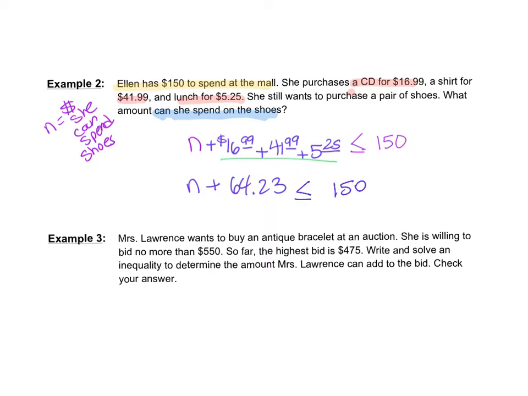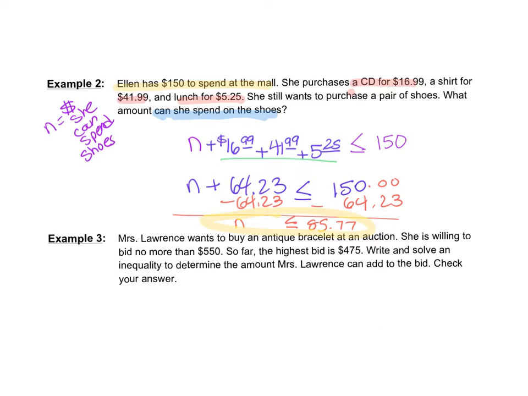Now we solve our inequality. N, the amount of money she can spend on shoes, has to be less than or equal to $85.77. Okay, let's go to the next one.